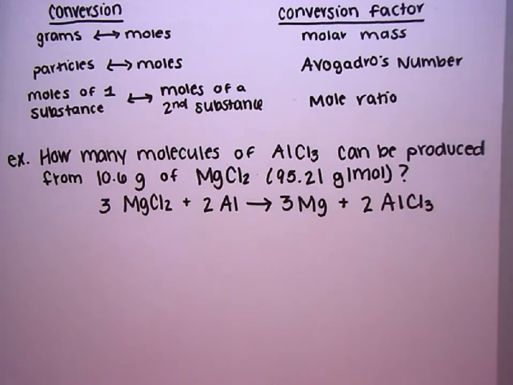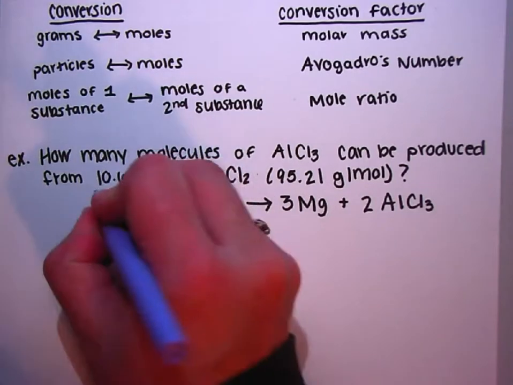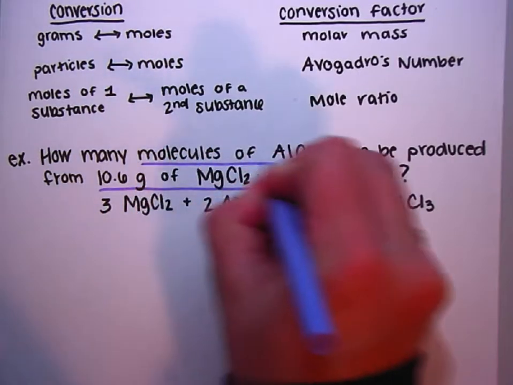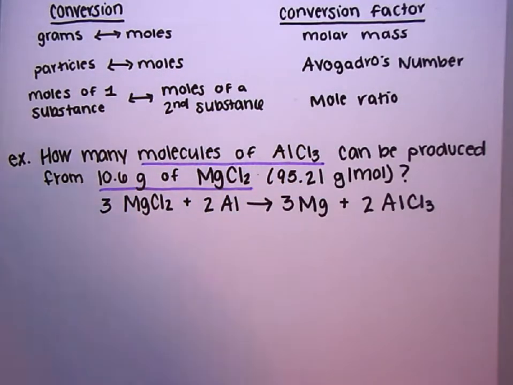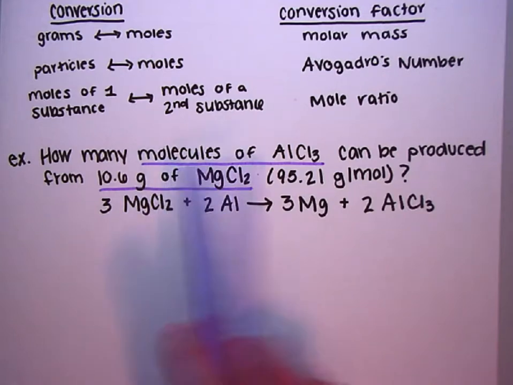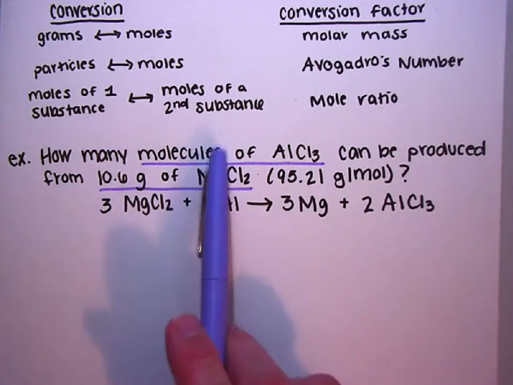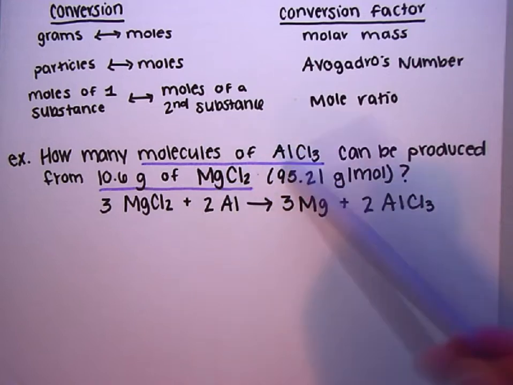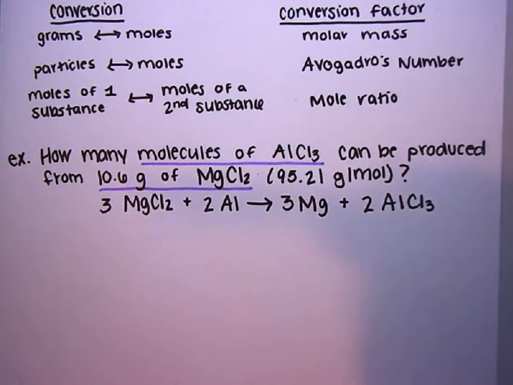So what we want to do when we're approaching this problem is we want to look at the given and we want to look at what we're solving for. So I'm starting with grams of magnesium chloride. I'm solving for molecules of aluminum chloride. So I know I'm starting with grams. I know I'm solving for molecules. I know I have one substance and a second substance, so we're going to need a mole ratio.